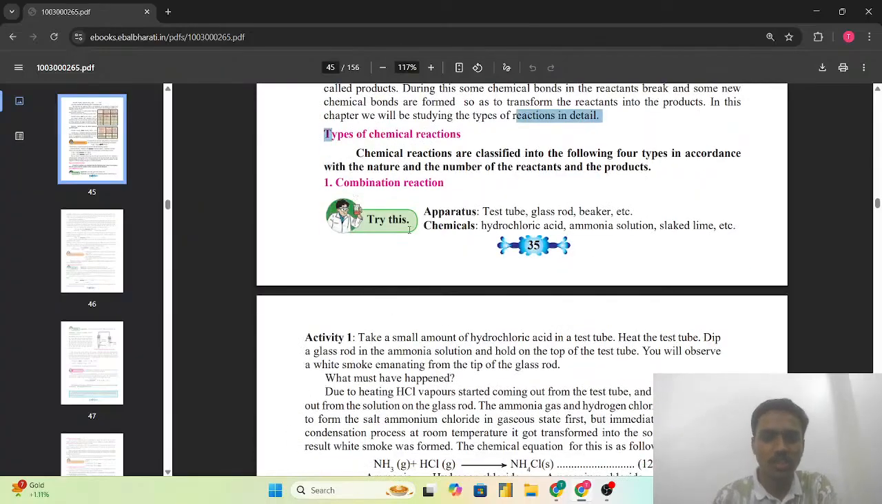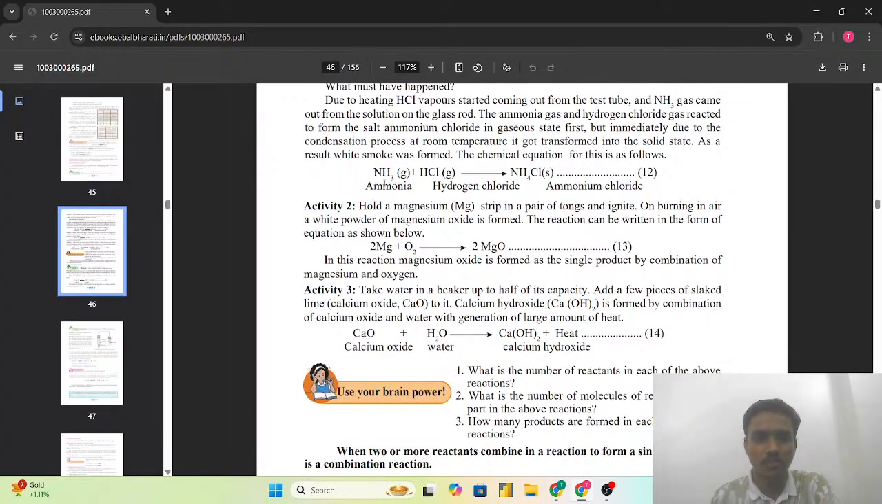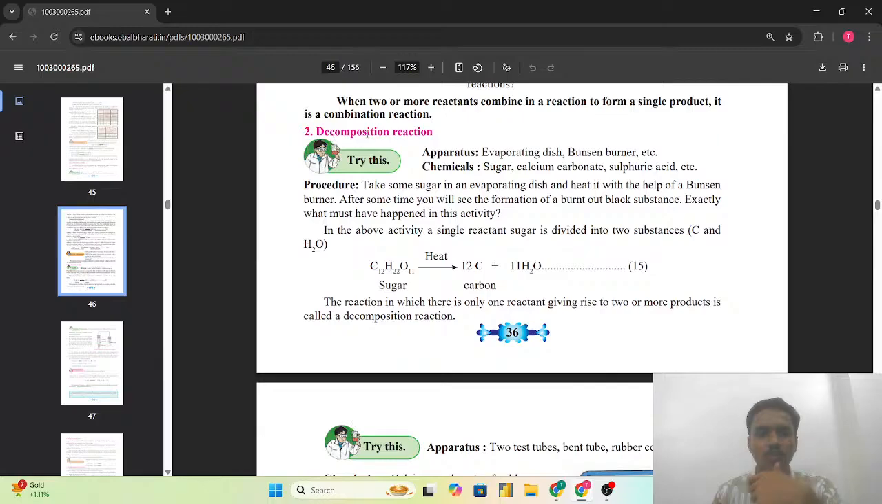In the combination reaction, we have seen the example of ammonia reacting with hydrogen chloride, where there is the formation of ammonium chloride. As we can see, when two or more reactants combine and lead to the formation of a single product, that type of reaction is called a combination reaction.